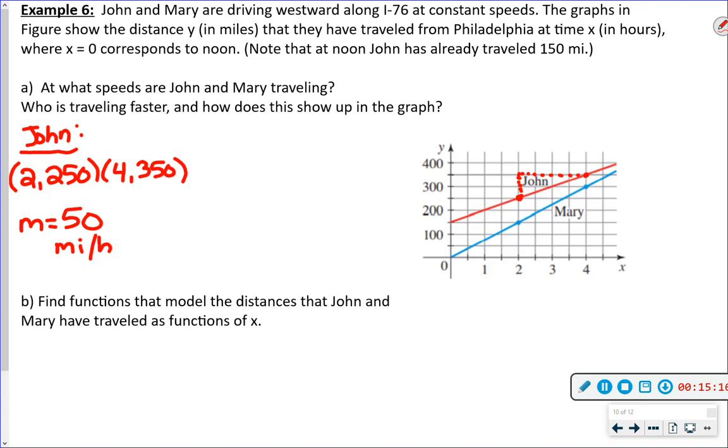And then you're going to do the slope for Mary. I'm going to do it in blue because Mary's line is in blue. Right. Good old Mary. So again, you can do it off the points. I'm going to jot them down. Or you can count your rise over the run. So the left point for Mary, she's at 2, 150.